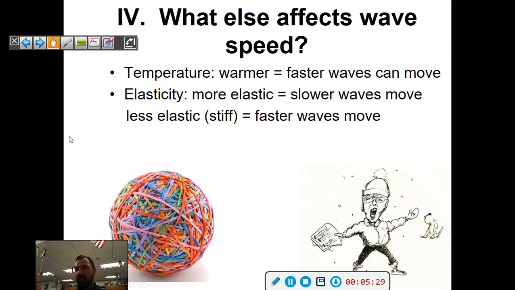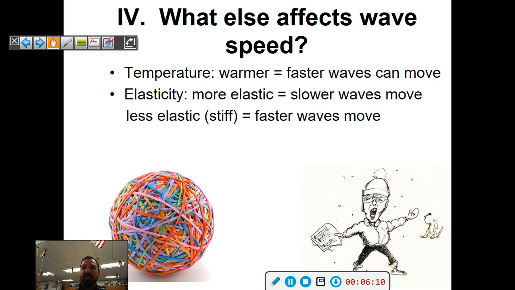Okay, also temperature. Those that are musicians, you know this. When the temperature is warmer, the waves can move faster. That's why you have to warm up your instrument before you start tuning it or playing it. Because initially, when you start blowing into the cold instrument, the sound will not sound right. It will actually be flat. Being flat is because the waves are moving slower through the instrument, and as you warm it up, they start moving faster, and then you can finally tune your instrument to make sure it sounds good.